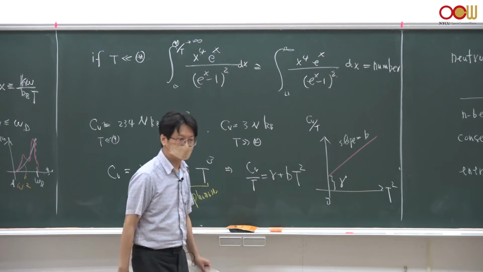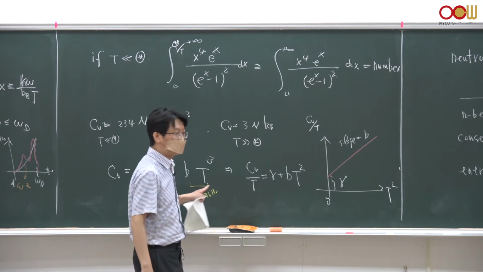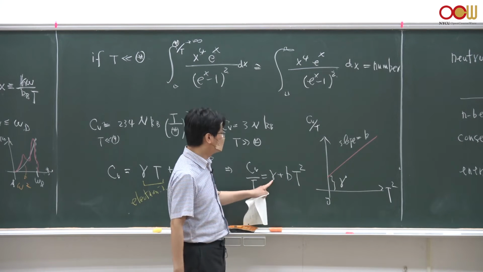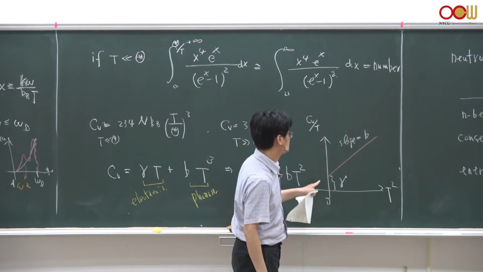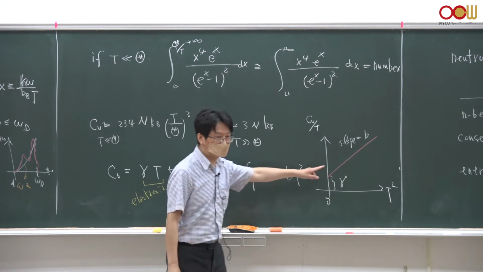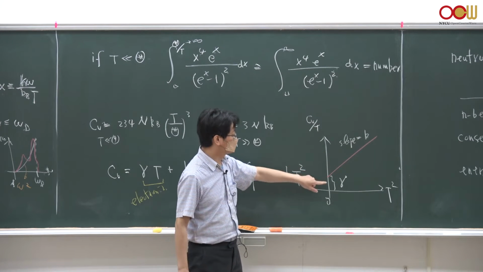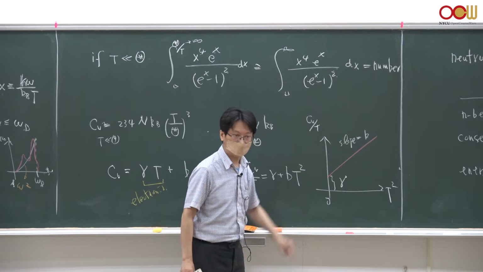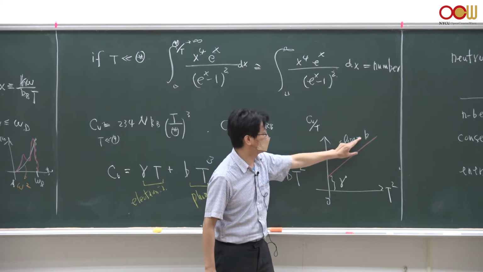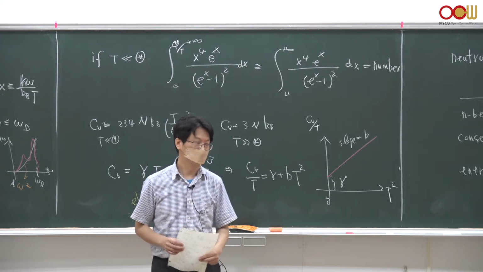So in most metals and solid state systems, we have these two contributions with different power laws. If we plot CV over T against T squared, we get a straight line with a slope which is B and an intercept which is gamma. And this is precisely what happens in metals. At low temperatures, CV over T shows a straight line with respect to T squared, with the intercept gamma and the slope B. Both gamma and B can be measured experimentally with very high accuracy.